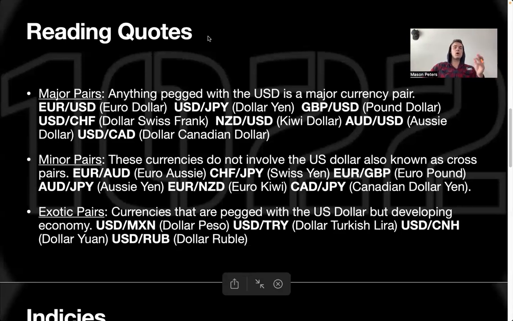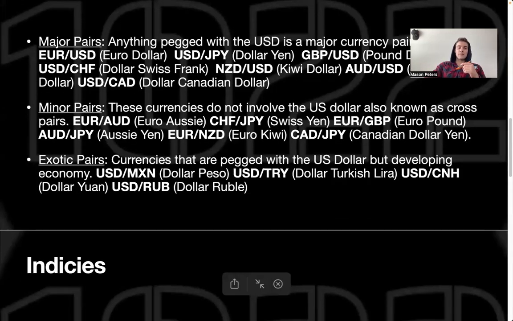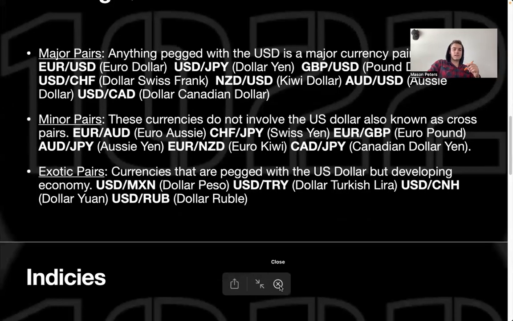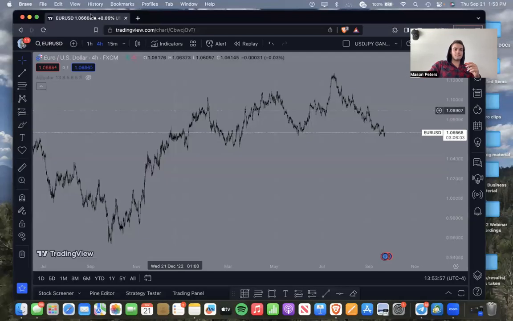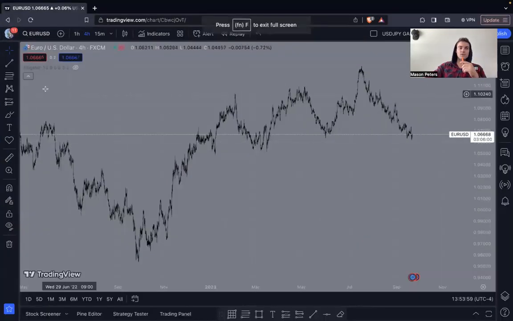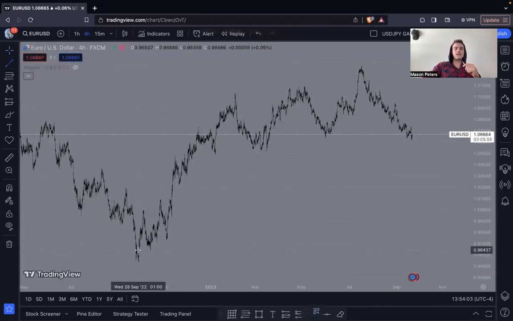So that's reading quotes. These are called quotes. Anything that, when you're on your broker account and you're looking at different currency pairs, they're called quotes. And before we move on to indices, let me just pull up the chart here and go over this with you. So we can see Euro US dollar, right? You can see that on the 4-hour time frame, and we're going to get into time frames. We're going to get into all of that, right?